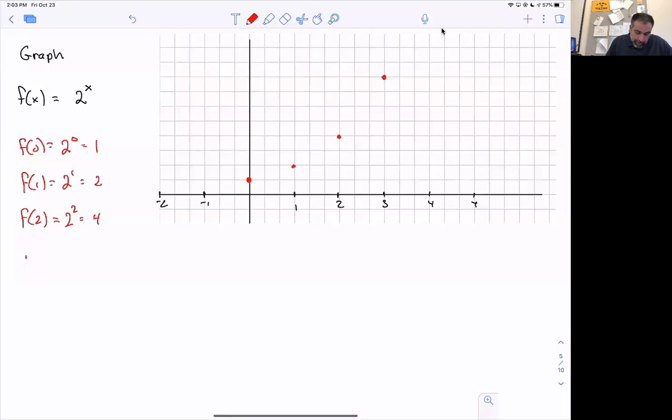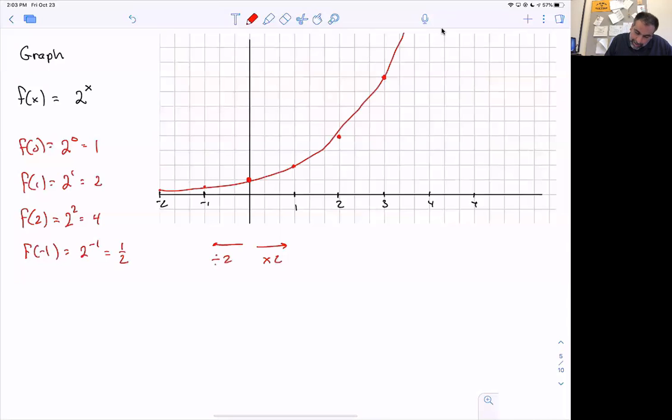Going backwards, we'd have to do f of -1. Well, this is where our negative exponents come into play. We get 1/2. So remember, going this way, we're multiplying by 2. Going this way, we're dividing by 2. So that's actually going to take us down to 1/2. And then when we get to -2, we're going to be at 1/4. We are going to have this type of shape emerging.